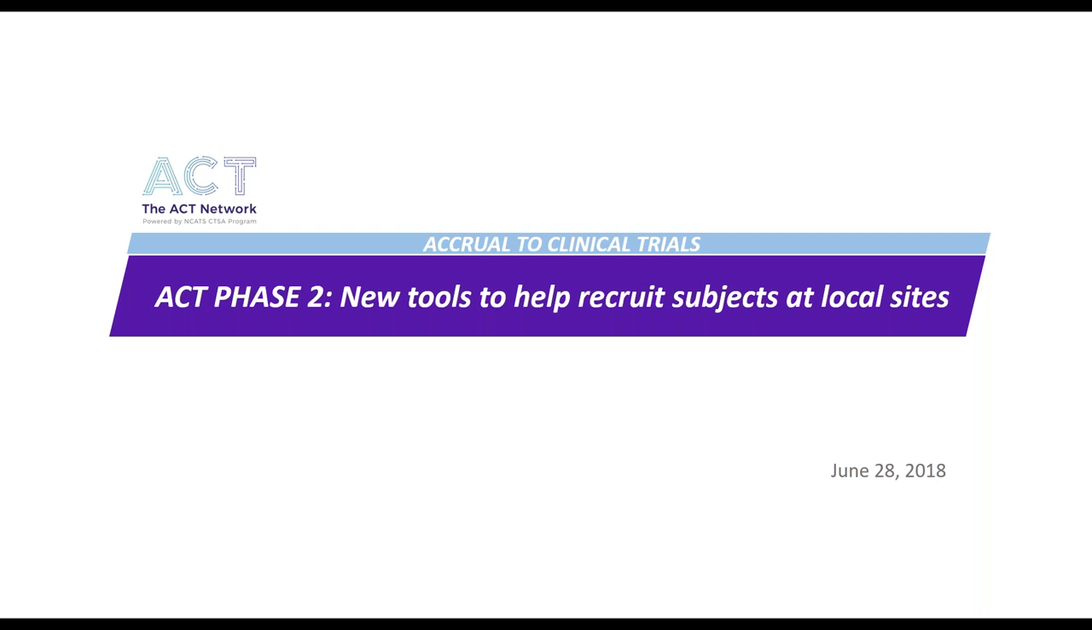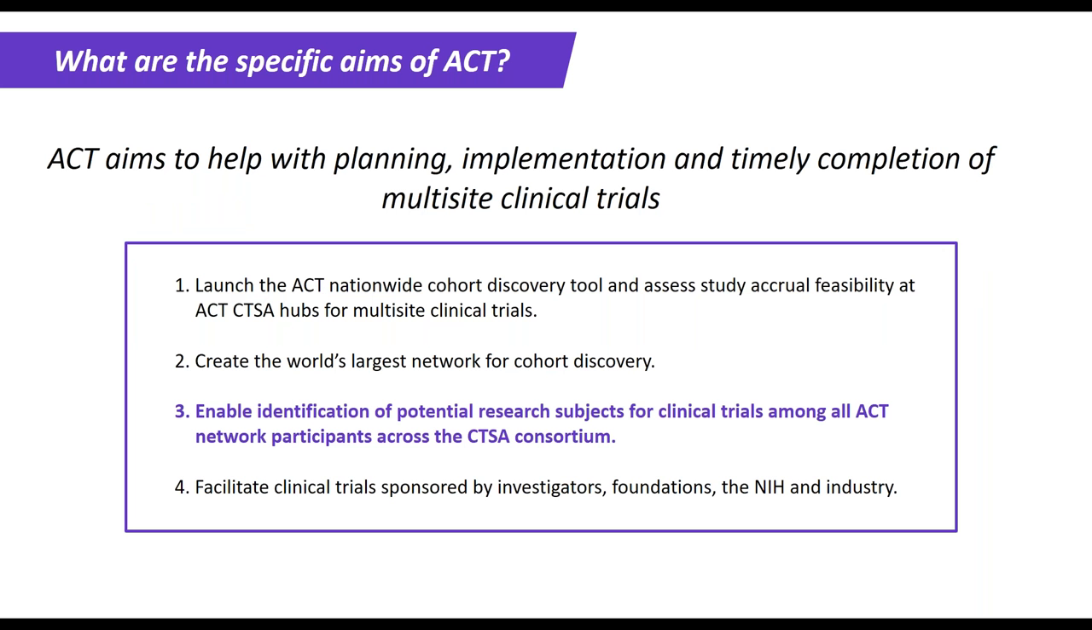Right, so as we promised, alluded to, intimated, threatened, we're going to talk about phase two, and we're going to talk about some new tools that are going to get people from phase one, where you just have an aggregate count that's returned in the Shrine web client, and now you're at your local site and you want to do something. So we already talked about these aims. I'm not going to go over them again, but what I was going to point out is that we're talking about aim three right now, enabling identification locally.